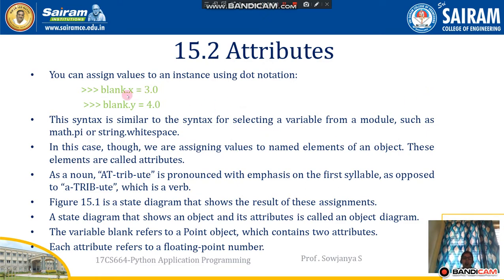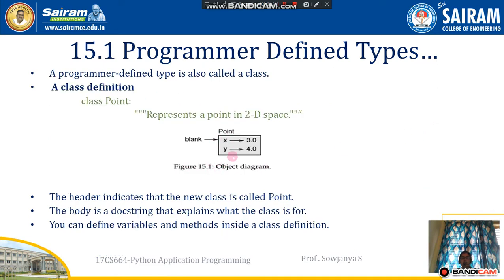For example, say my instance is blank here. This syntax is similar to selecting a variable from a module, such as math.pi. In this case, we are assigning values to named elements of an object, and these elements are called attributes. How do you pronounce attribute? As a verb. Now in the previous diagram, that is the state diagram, we have seen the results of these assignments, 3 and 4. A state diagram that shows an object and its attributes is called an object diagram. Attributes are x and y, this is the instance and this is the class name.